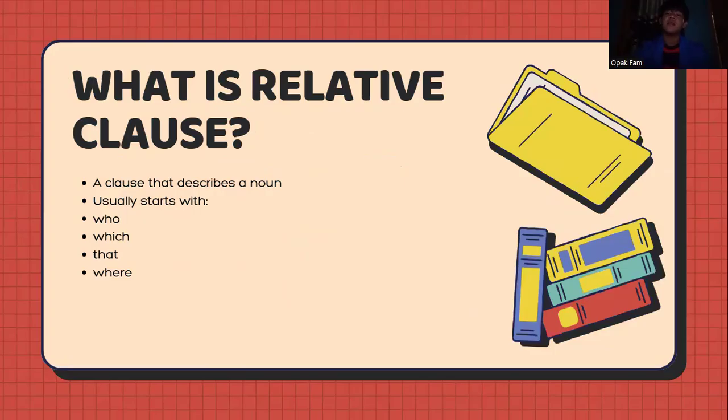Next, I will explain relative clause. Relative clause is a clause that gives more information about a noun. It usually comes after the noun and helps describe it more clearly.